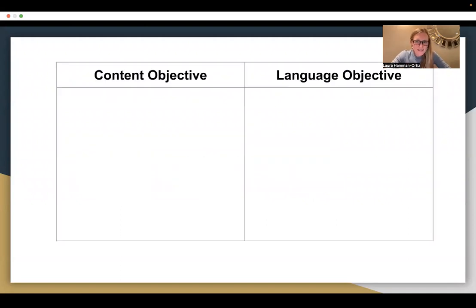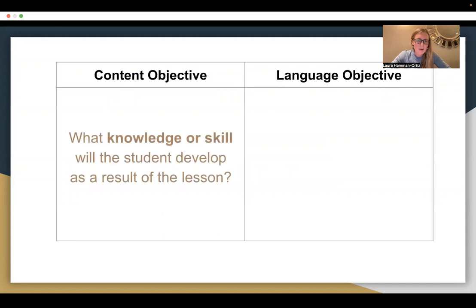So basically, a content objective is a goal that is written to focus on what knowledge or skill the student will develop as a result of the lesson. So that's really the core focus. What is the central knowledge? What's the central skill that I want my students to be developing through the lesson?